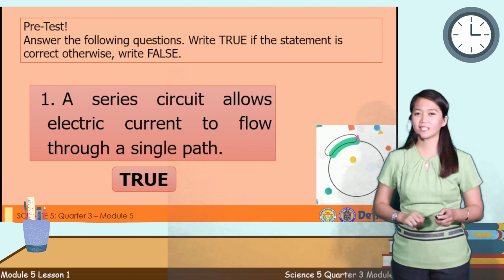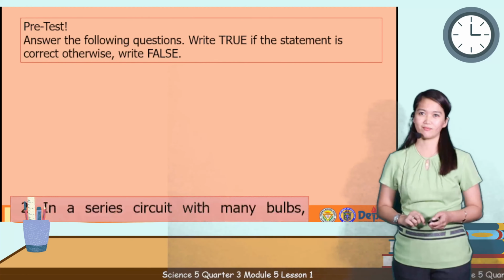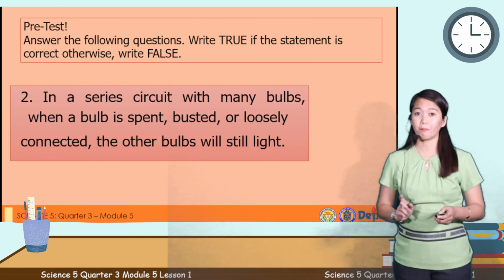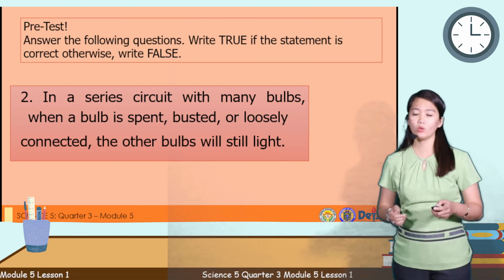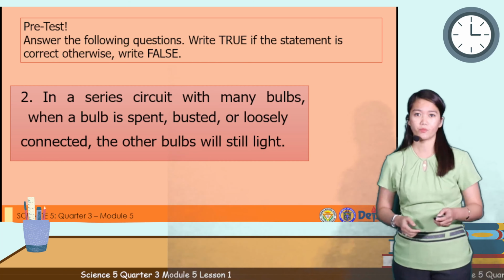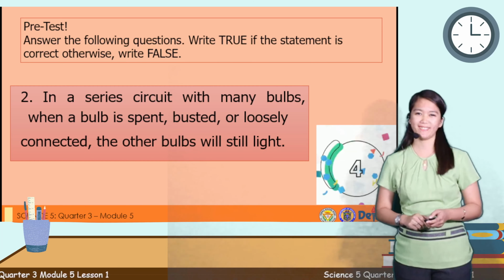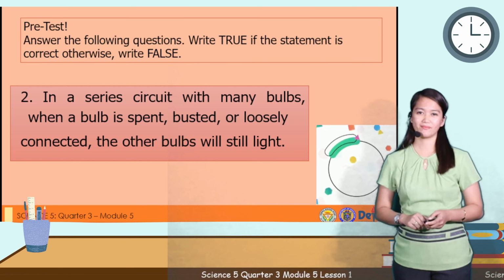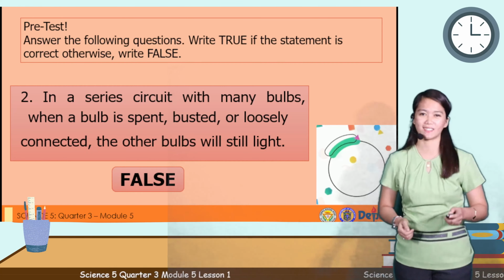If your answer is true, then you are right. Second, in a series circuit with many bulbs, when a bulb is spent, busted, or loosely connected, the other bulbs will still light. Your 5 seconds starts now. If your answer is false, then you are correct.